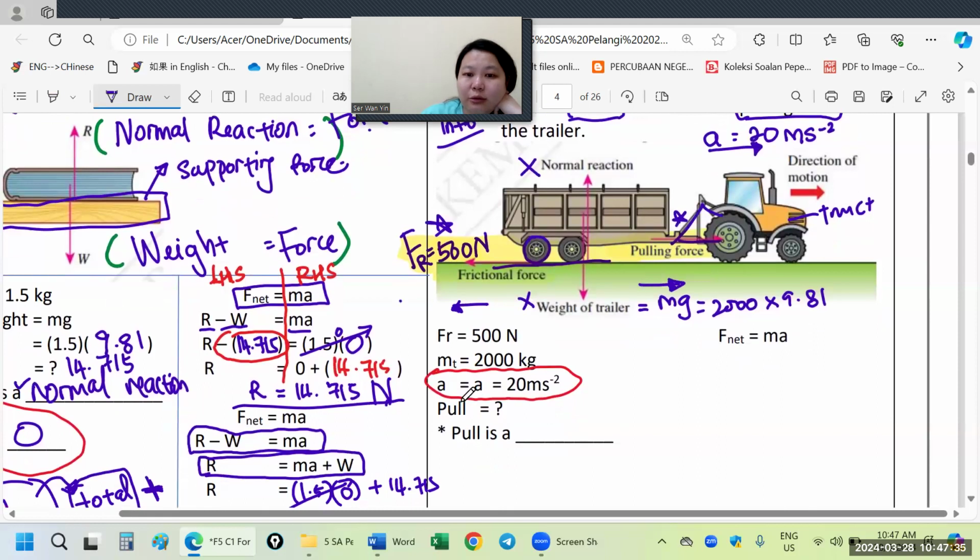Okay, so now what is pull? Pull actually is a force. Since we got weight, we got force, same thing we use net force equals to MA. And we got A. So now M is 2000. A they give already, 20. May I know how to write the force on the left hand side? Anyone can tell? Which force is bigger?